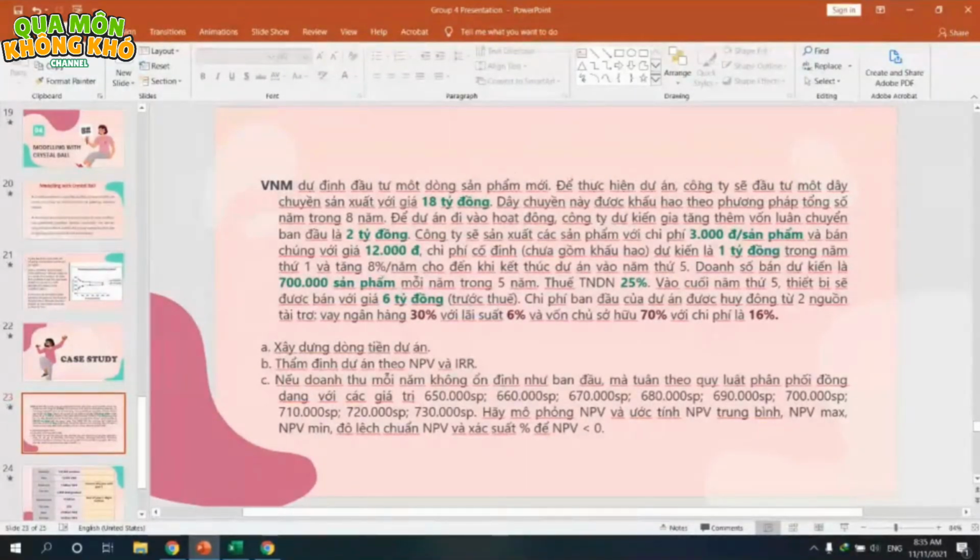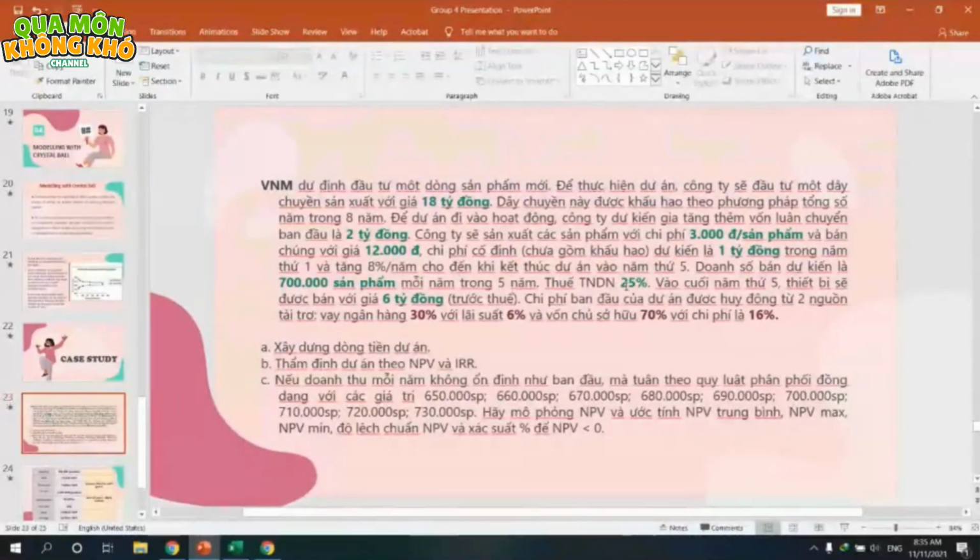First, we are given that the cost of the machine for this project is 18 billion, and we also have net working capital of 2 billion, and this project will be depreciated over 8 years. Later, we will use this figure to calculate the depreciation. And we are also given that the variable cost is 3,000 per product, and the sale price is 12,000 per product. The fixed cost is 1 billion, and it is said to increase 8% per year until year 5. And the quantity is 700,000 products per year for 5 years.